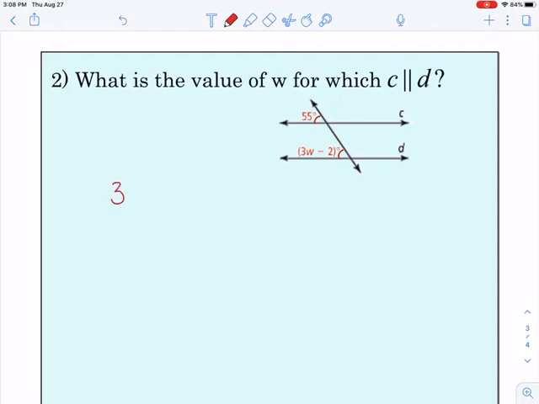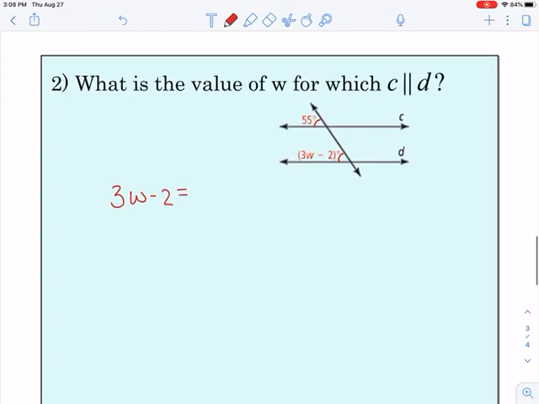So I'm going to set 3W minus 2 equal to 55. I'll add 2 to both sides, and 3W is going to equal 57. The opposite of multiplying by 3 is to divide by 3, and W is going to equal 19. Again, if I look back at the problem, it's just asking me for the value of W. I don't have to plug anything in. I'm done.